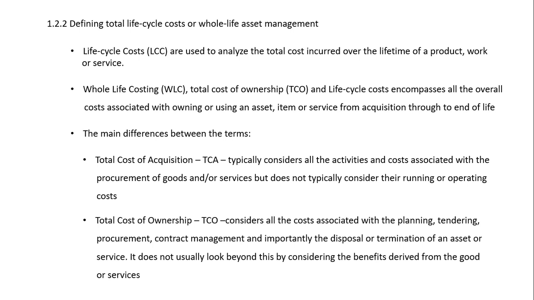The main differences between the terms. Total cost of acquisition, TCA, typically considers all the activities and costs associated with the procurement of goods and/or services, but does not typically consider their running or operating costs. Total cost of ownership, TCO, considers all the costs associated with the planning, tendering, procurement, contract management, and importantly, the disposal or termination of an asset or service.